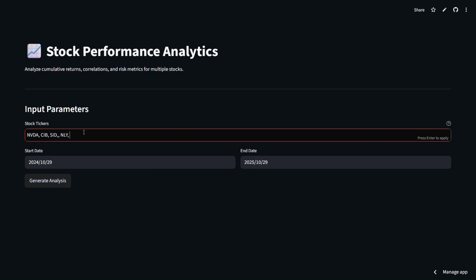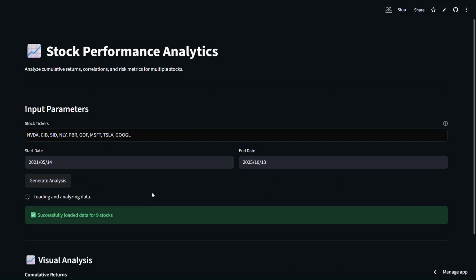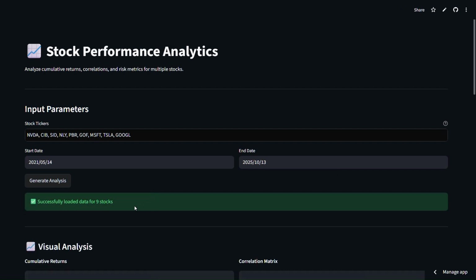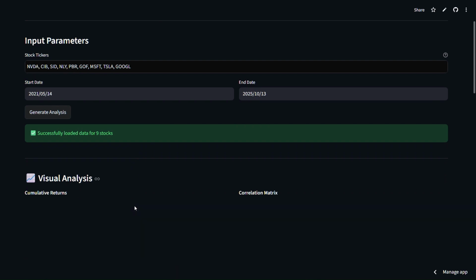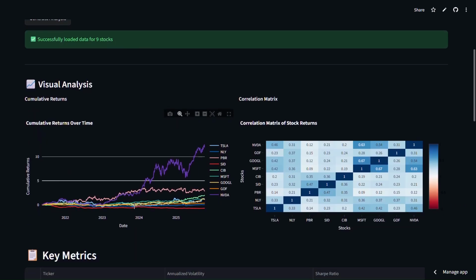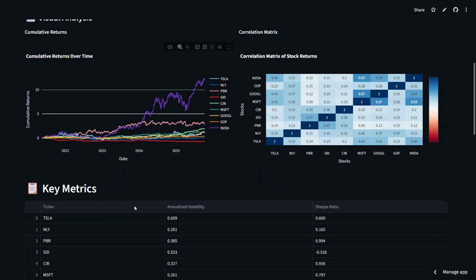And if you want to go even further, you can also turn this into a Streamlit GUI app with interactive charts built using Plotly. You can see an example of that on screen right now. We have added 9 tickers here, and when we click on the Generate Analysis button, we see graphs of cumulative returns, and correlation matrix, and a table of their Sharpe ratios and annualized volatility.